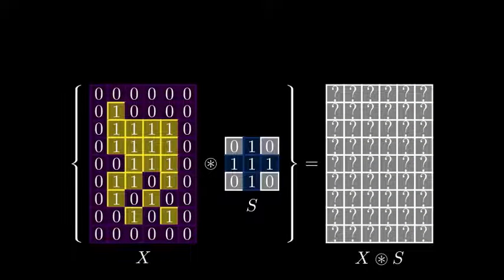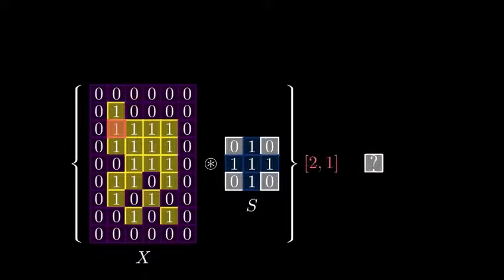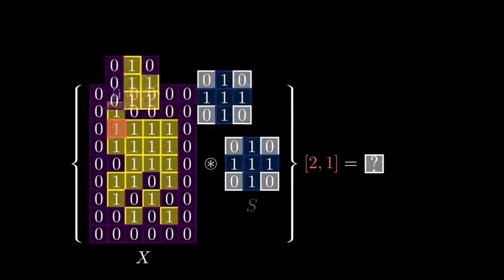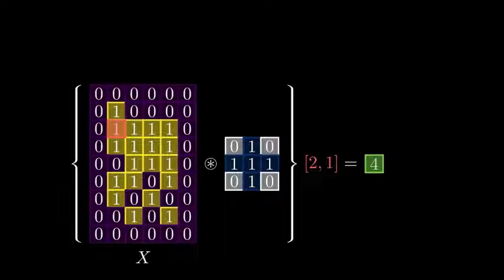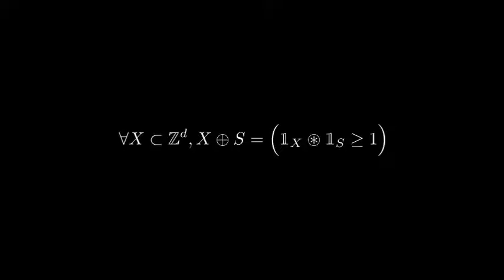Convolution and morphology are local operations. Let us focus on one output pixel. The result only depends on the neighborhood of the input pixel. Therefore, we can focus our study only on neighborhoods that are the size of the structuring element. This equivalence holds for any binary input x.